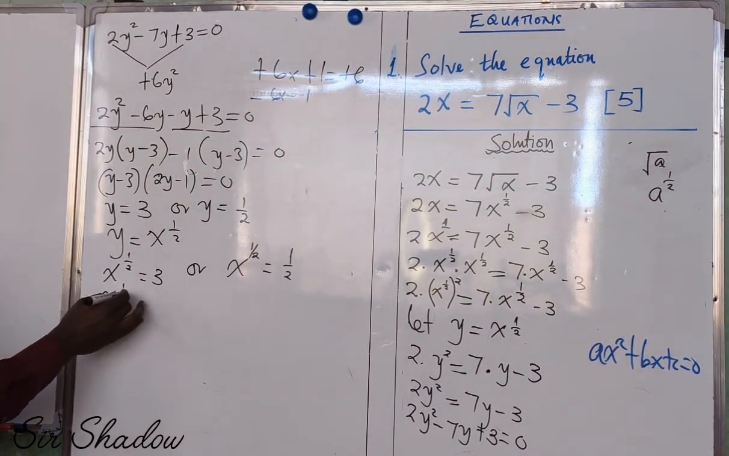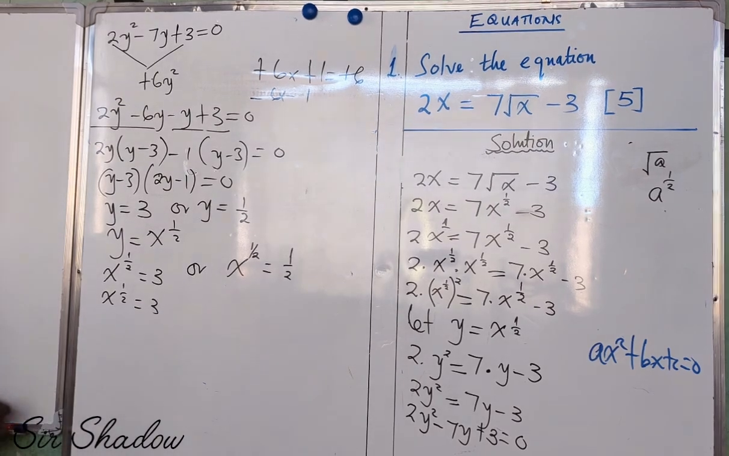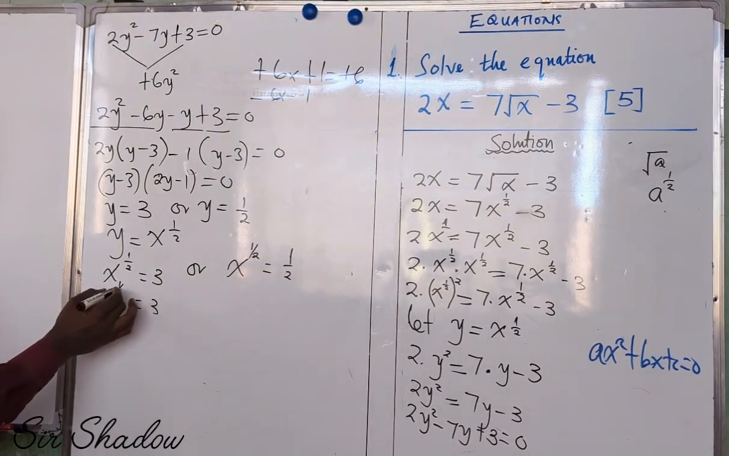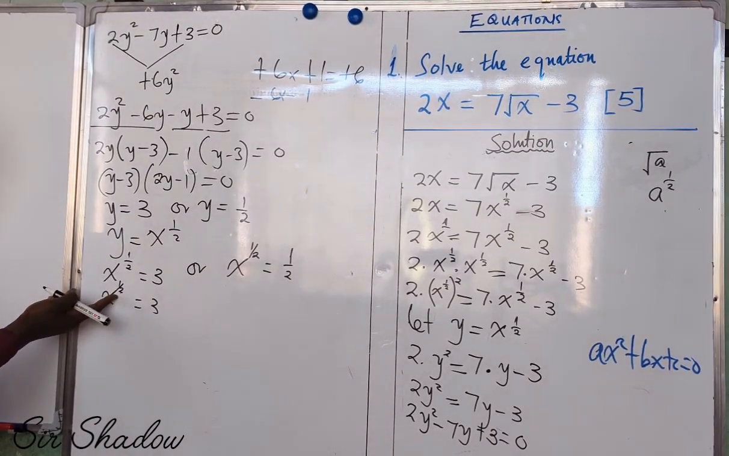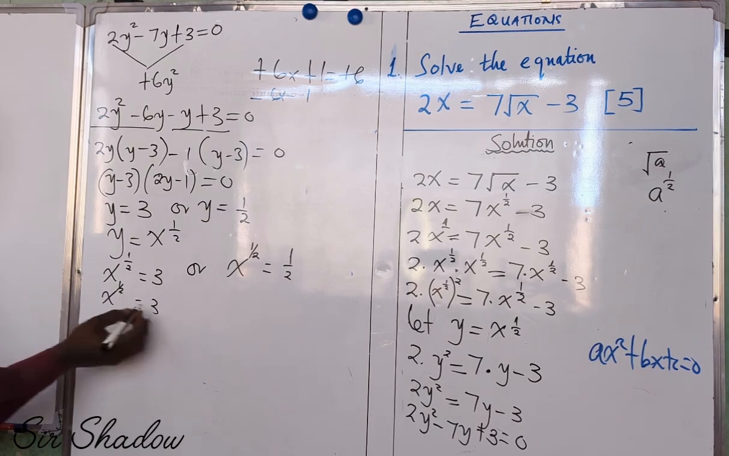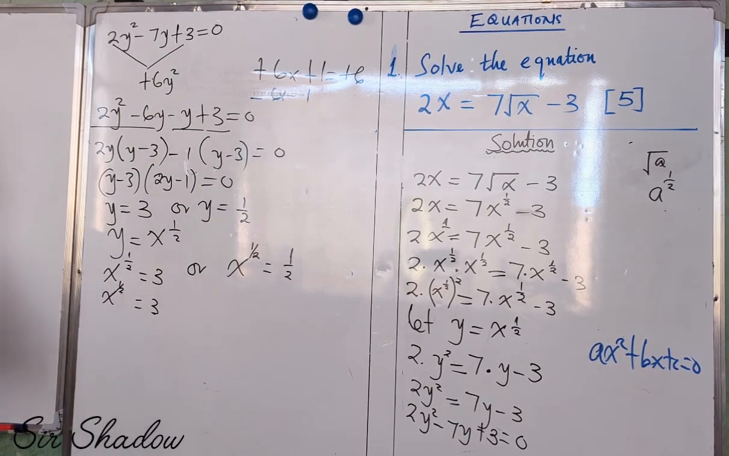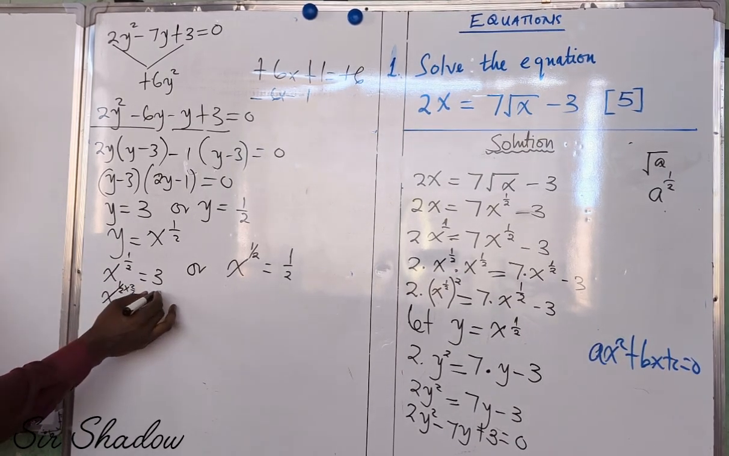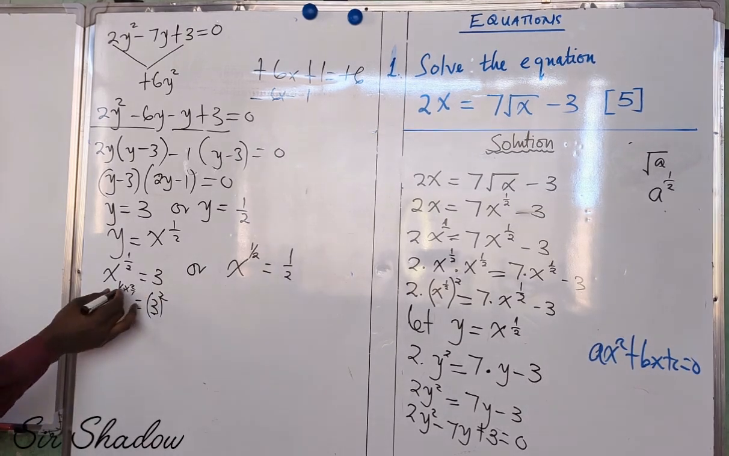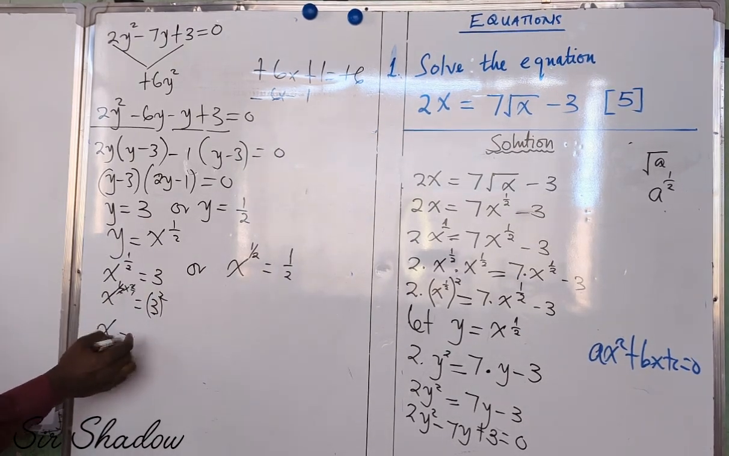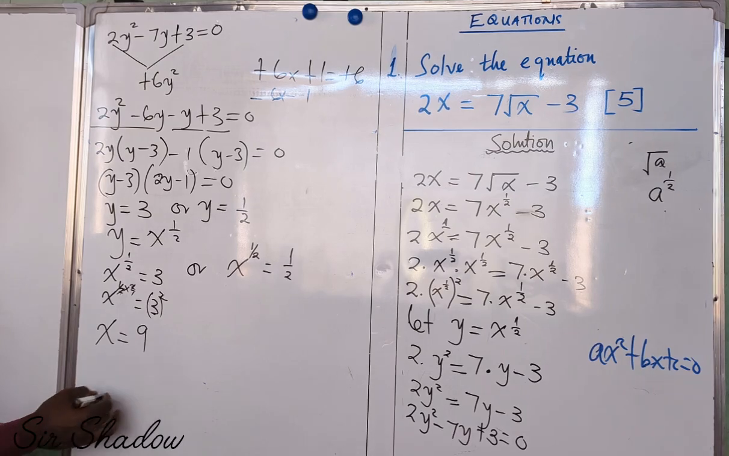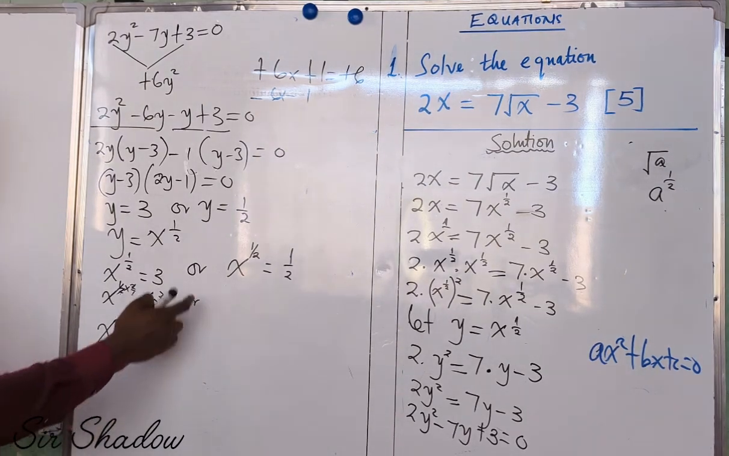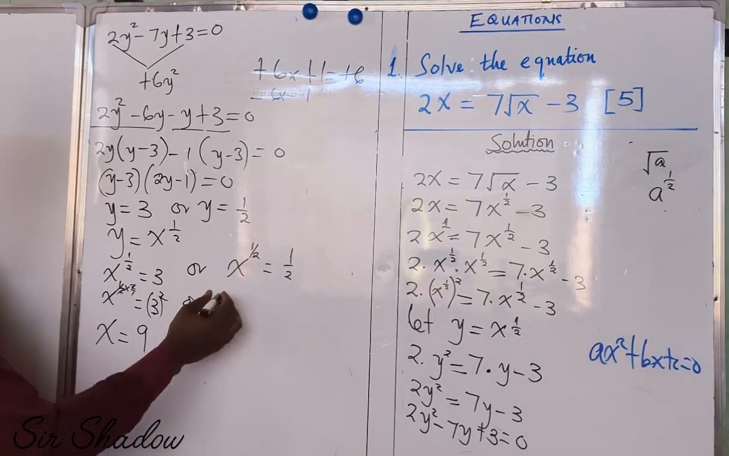So x to the power half is equal to 3. For me to eliminate this power of x, because I want to find the value of x, I have to raise to the inverse of this power. The inverse of half is 2 over 1. So I have to put power 2 here. So this will cancel this. So x is equal to 3 squared, I get 9.